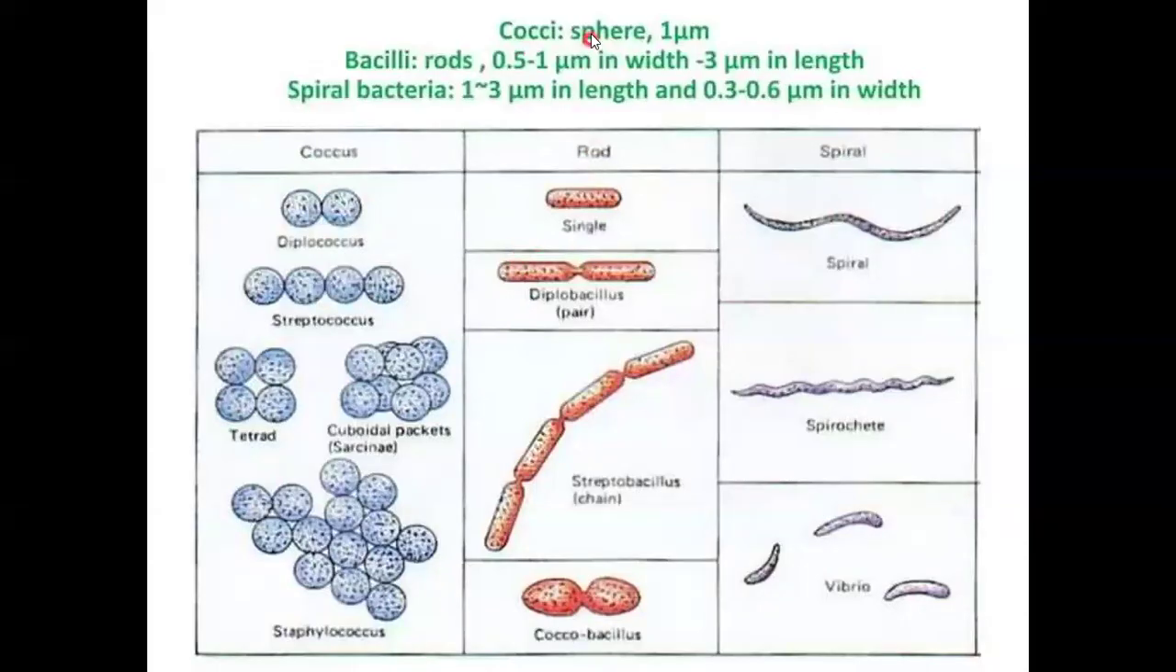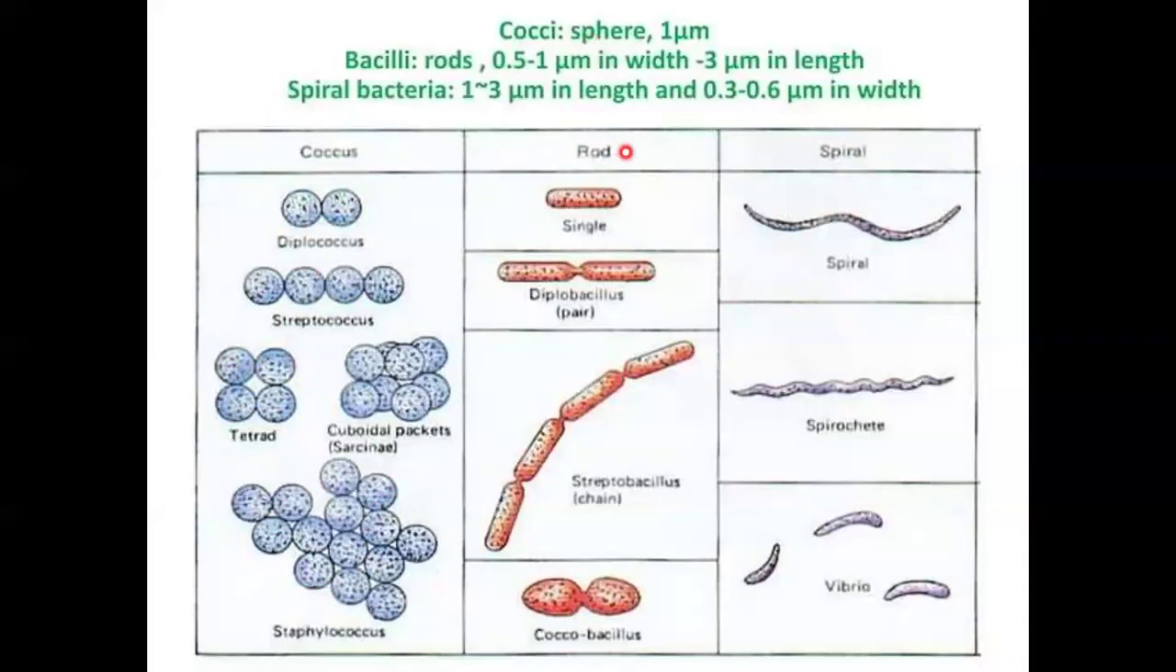Then we have different shapes of bacteria. These are usually the main classifications. We have coccus. Coccus, as you can see, they are round. Rod, okay, we call them bacilli. And then we have spiral shapes. For the coccus, we have diplococcus when they are two or in pairs. We have streptococcus, as you can see, they're in chains. Tetrad, if there are 4, then staphylococcus, as you can see, they're in clusters.